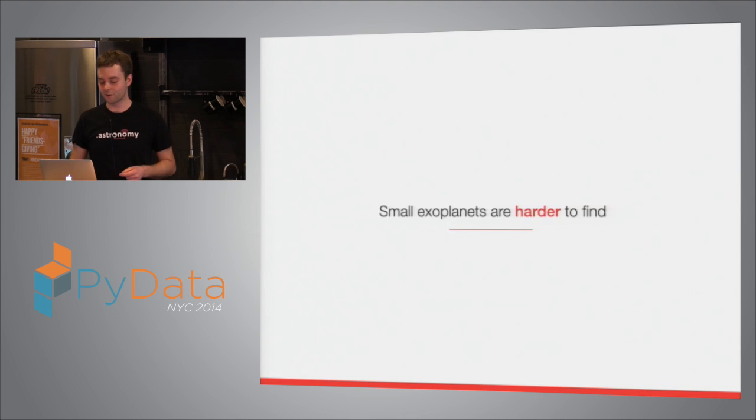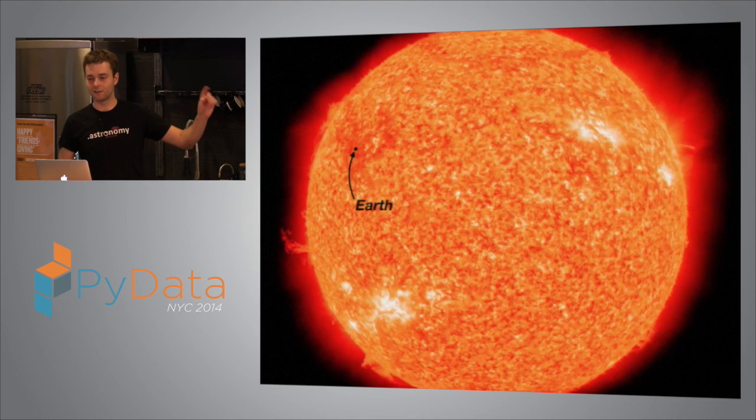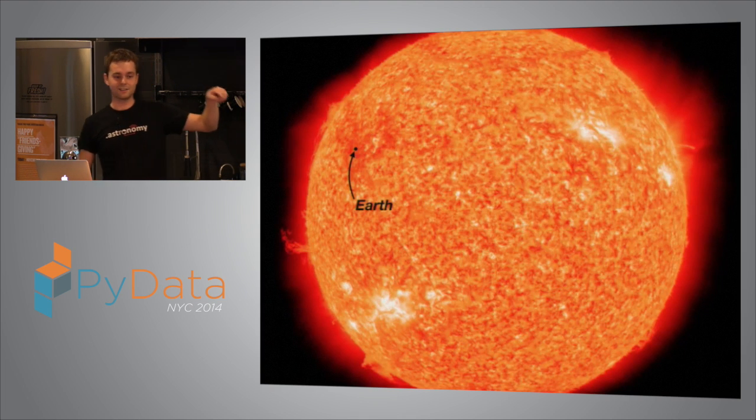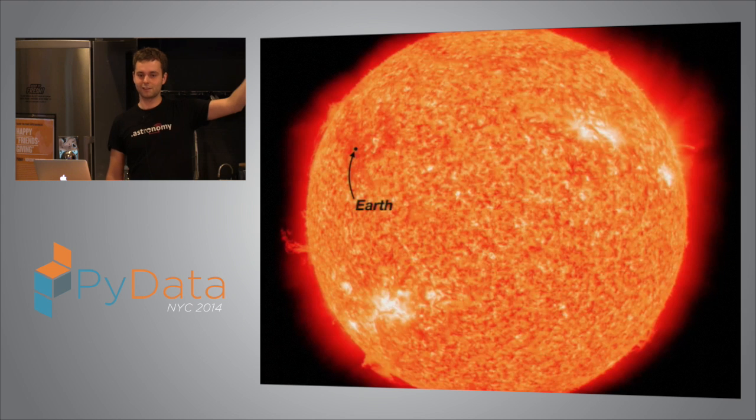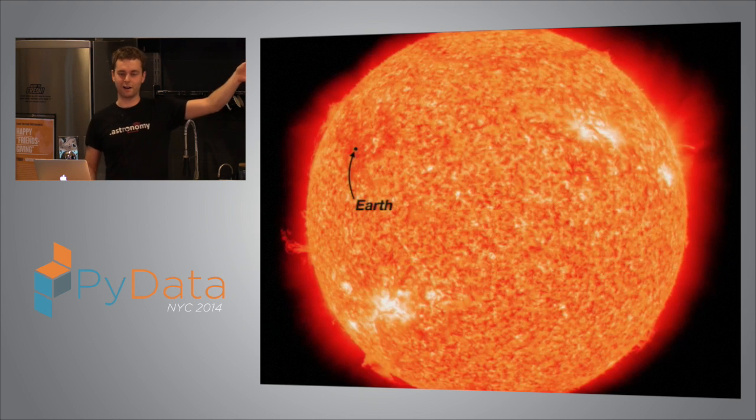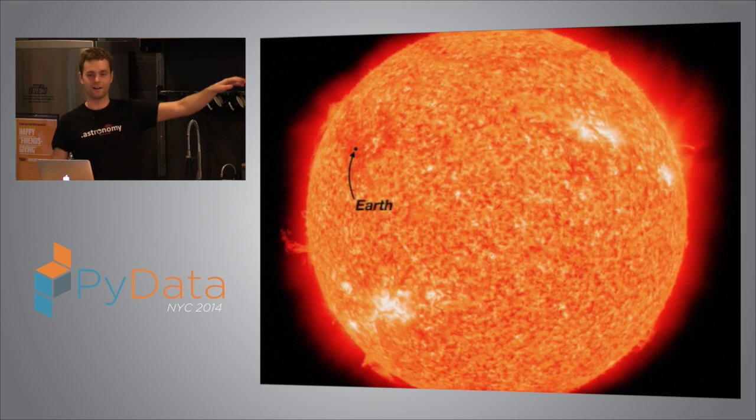And the reason why, of course, is that this is the Earth to scale on the sun. You can see that there are all sorts of spots and stuff that are bigger. All the noise is bigger than this thing. And so the signal strength scales like the radius squared. So small ones are a lot harder to find than big ones, right?